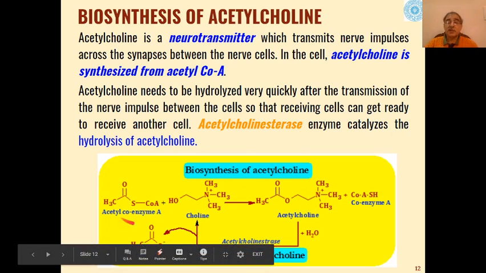So here, for the formation of acetylcholine, acetyl coenzyme A will react with choline, and H from here and S negative coenzyme A from here, they will form coenzyme A, and acetyl will be transferred from acetyl coenzyme A to choline, and it will become acetylcholine, which will be used for transmission of the nerve impulses.